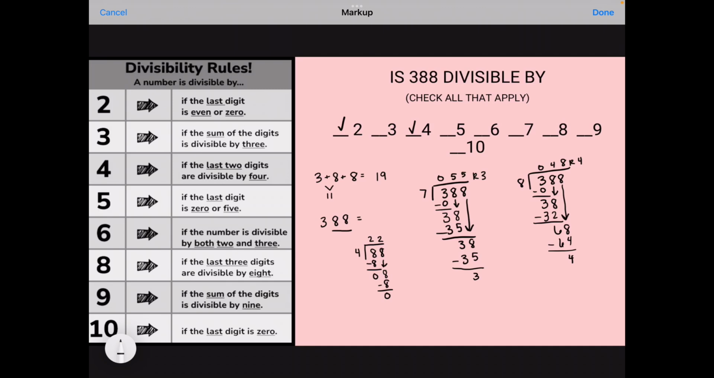For 9, if the sum of the digits is divisible by 9, I'm going to add up 3 plus 8 plus 8 to get 19. I cannot divide 19 by 9, so that means that 9 is not an option. And lastly, since 388 does not end in a 0, 10 is also not going to be checked off. So 388 is only divisible by 2 and 4.